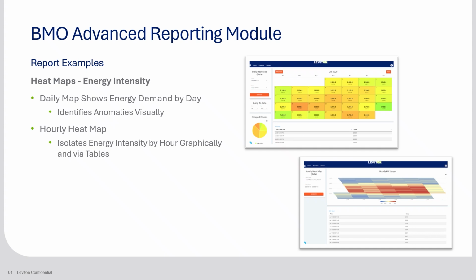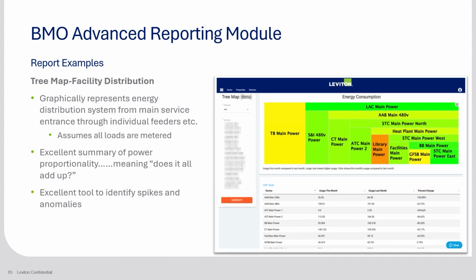The Facility Tree Map reporting is another reporting tool to help energy managers identify which areas of their facilities are consuming the most. This is another way to graphically present the overall facility consumption and highlight potential areas of concern.